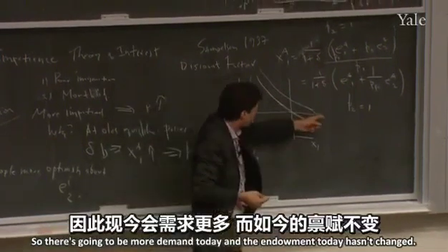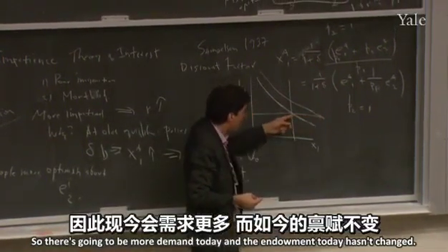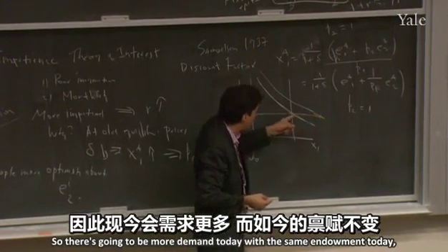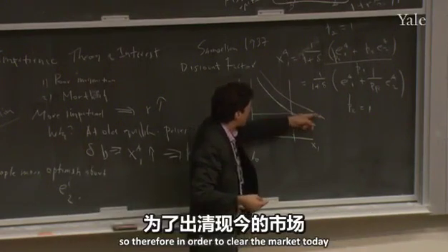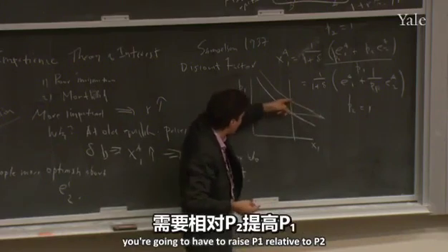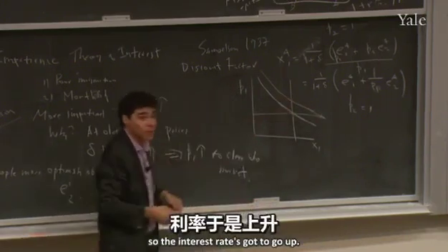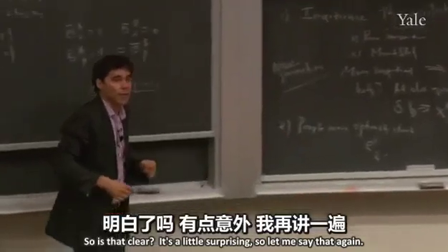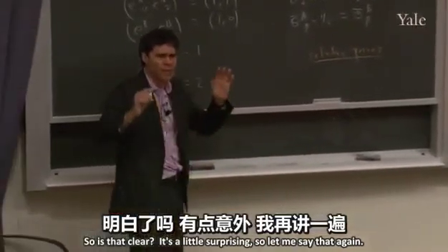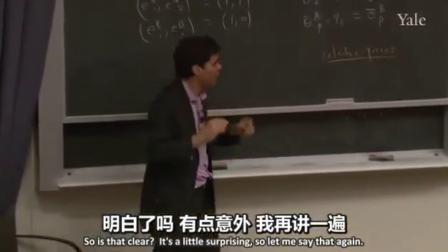So there's going to be more demand today, and the endowment today hasn't changed. So there's going to be more demand today with the same endowment today. So therefore, in order to clear the market today, you're going to have to raise P1 relative to P2. So the interest rate's got to go up. Okay, so is that clear? That it's a little surprising, okay?